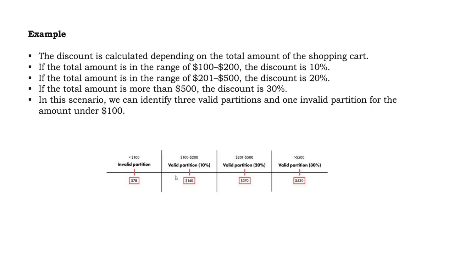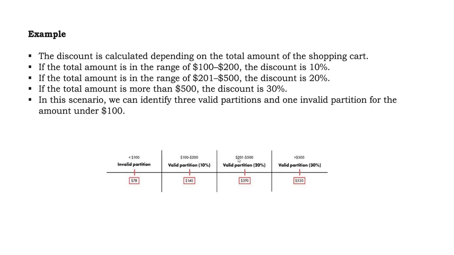Okay. So in this case, let's say $78 is the bill amount. At that time, the discount should not be applied, and that is the invalid partition. So we got a confirmation that okay, for less than $100 the discount was not applied. Okay, and in case of 100 to $200, let's say it can be either $199 or $200, how much should it apply? It should apply 10% discount. Let's say if it is 140, then 10% should be applied.